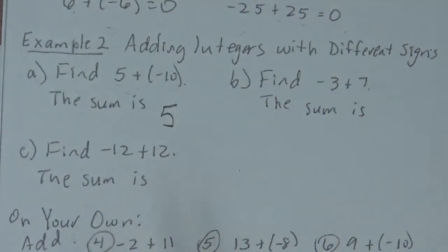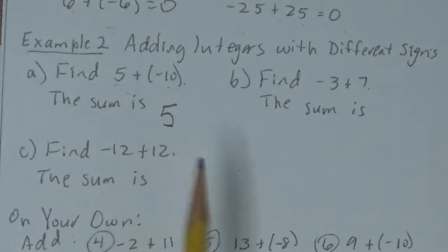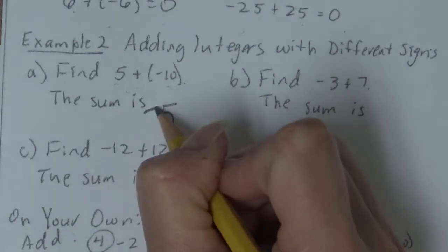And then you decide if it's a positive or a negative. Well, because you had more negatives than you had positives, you're going to have negatives left over. So your answer is -5.